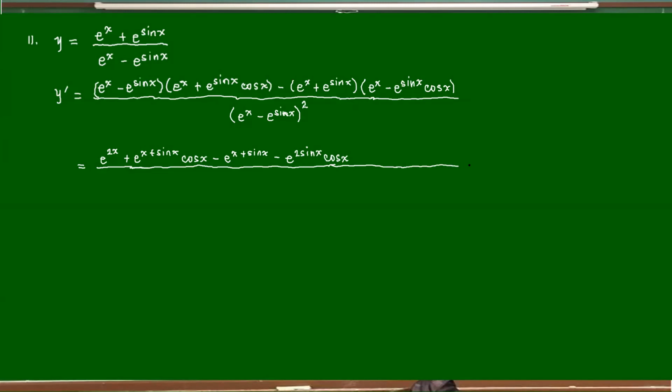What about the expansion of this second term in the numerator? Minus e to the 2x. Okay? And then negative, negative, positive. E to the x plus sine x. Then times cosine x, right? What about this? E to the x times e to the sine x, but negative, no? E to the x plus sine x.